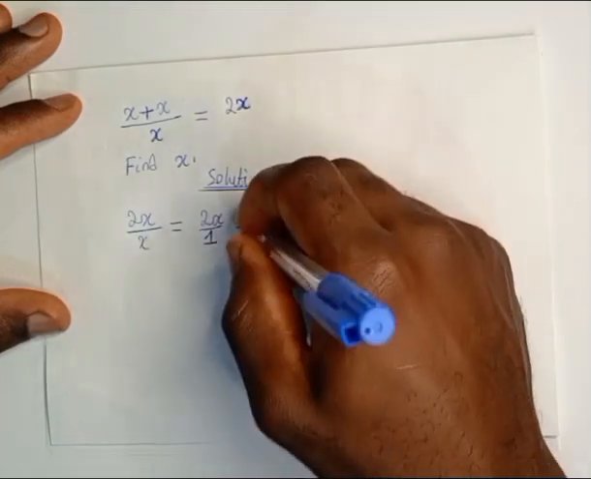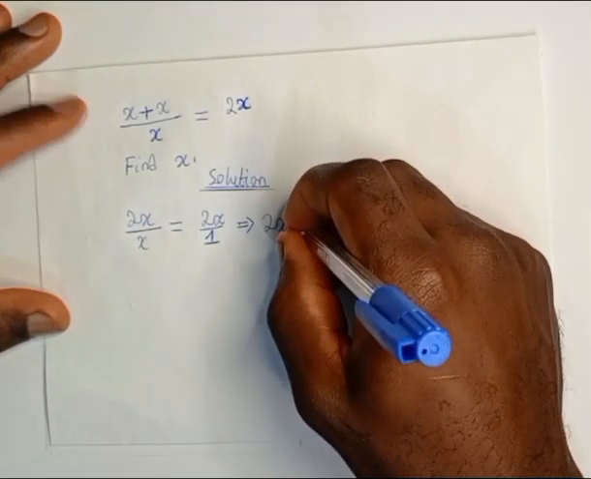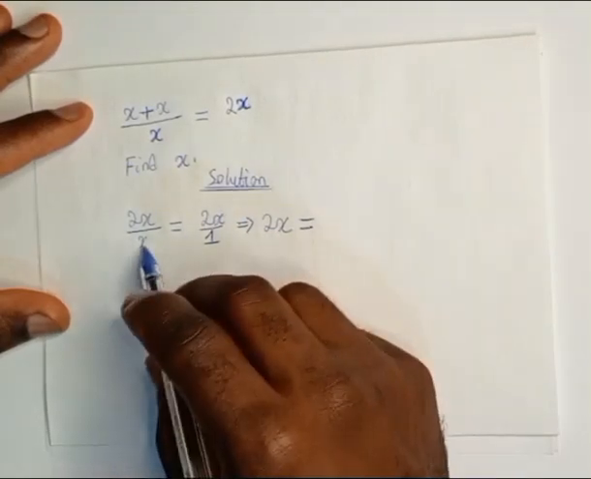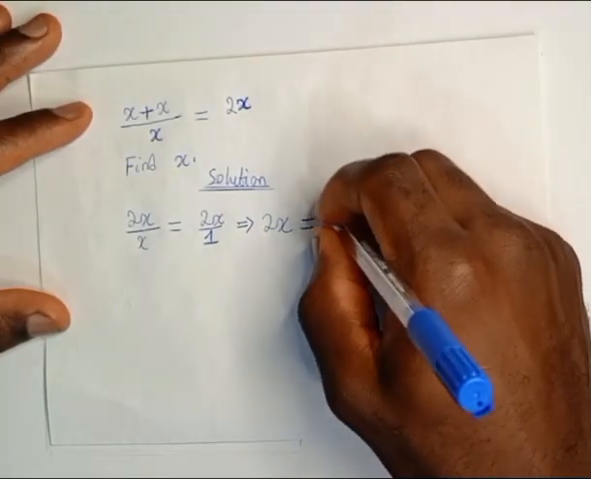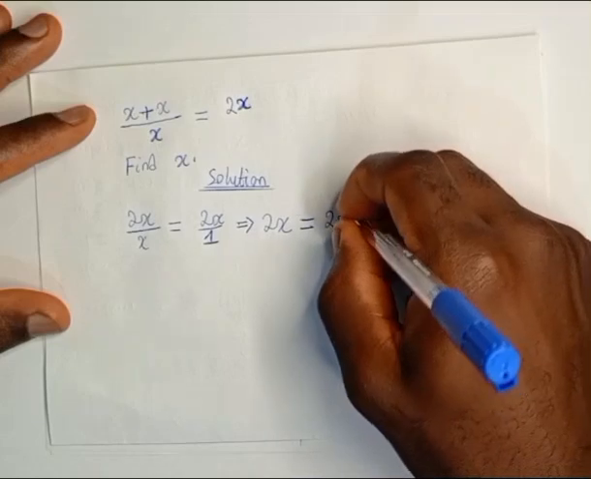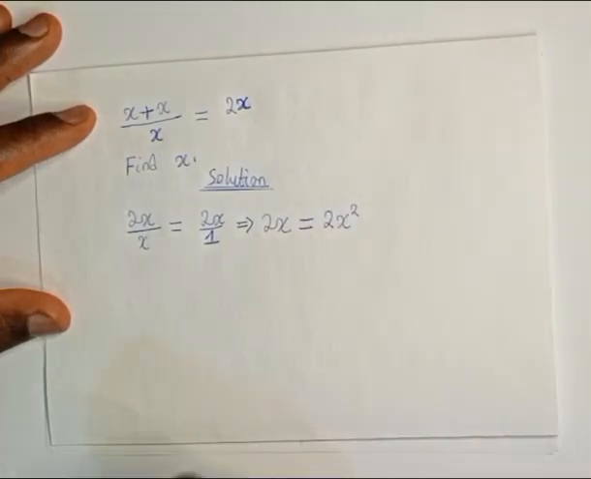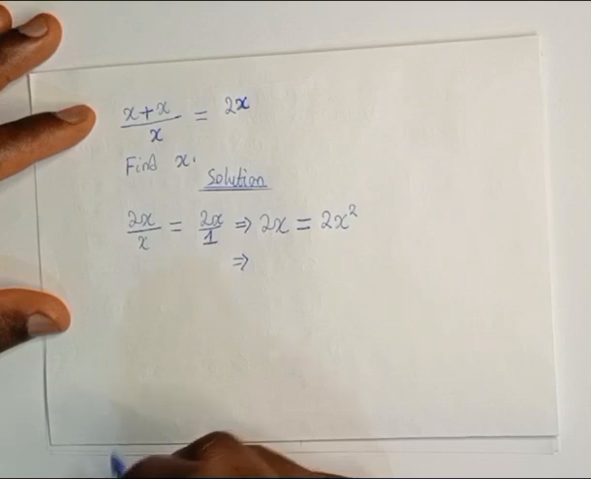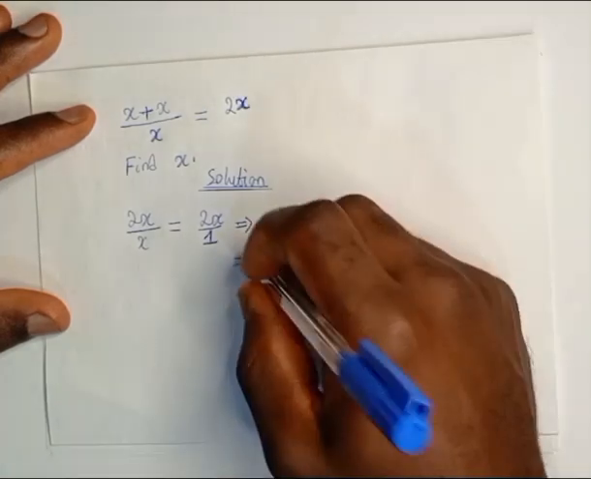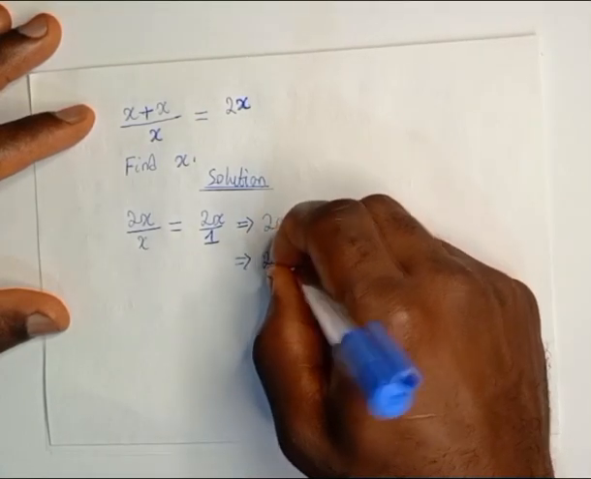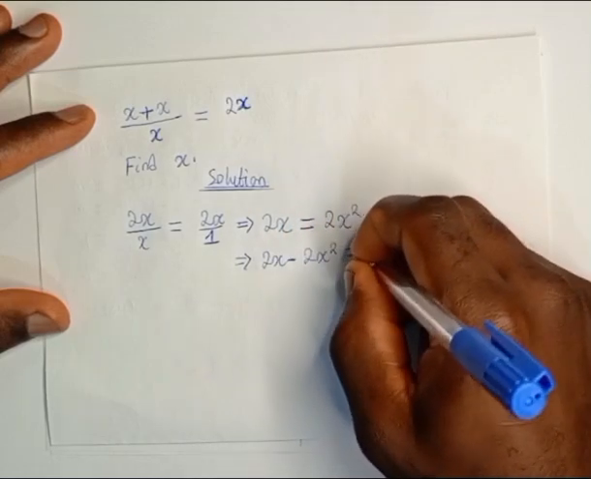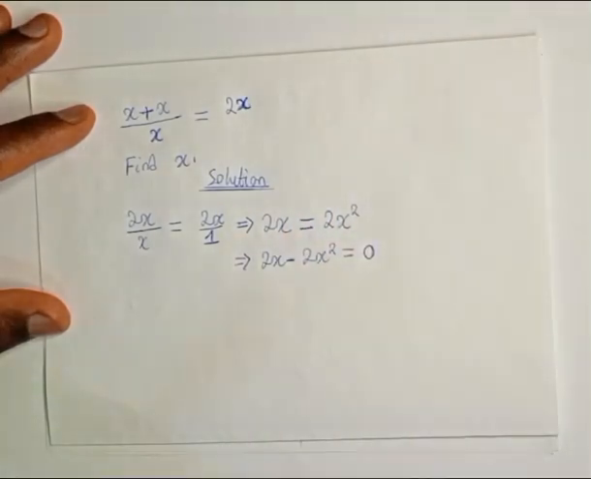2x times 1 remains 2x is equal to, we put the equality sign, x times 2x, which is 2x squared. Then we are going to transfer 2x squared to the left hand side. 2x minus 2x squared is equal to 0.